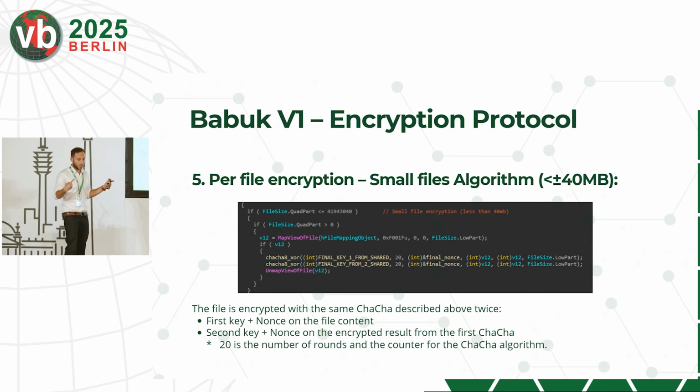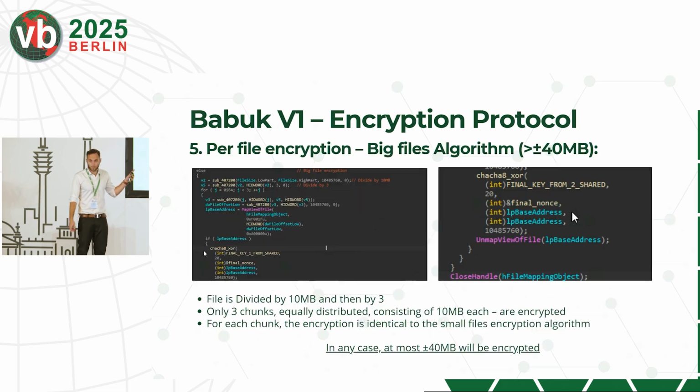It ChaCha XORs it once with the first key and the nonce, and the second time on the result of this encryption, it encrypts using the second key and the nonce. So that's pretty much it in terms of the encryption for small files.